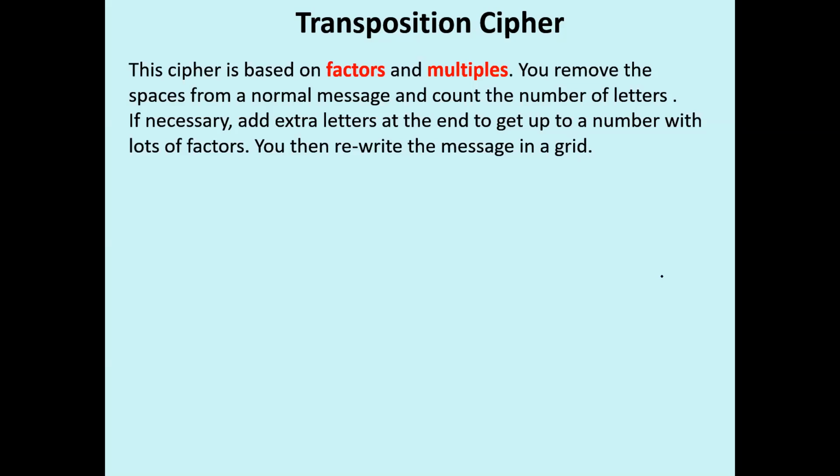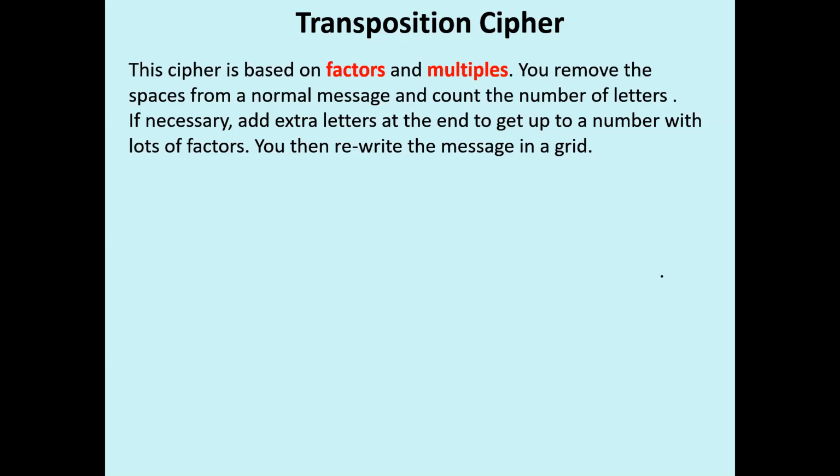So what you're going to do is write out a code word or phrase or whatever you want, just in plain text. And then you're going to remove the spaces, put all the letters together, and count the number of letters. Now, if necessary, you might need to add extra letters to make sure you end up with a number which has lots of factors. So, for instance, if you had 23 letters, 23 obviously is a prime number, so it doesn't have very many factors. So what you do is you just put an X on the end, and then you have 24 letters, and obviously there's lots of factors, and we'll see why that's relevant in a minute.